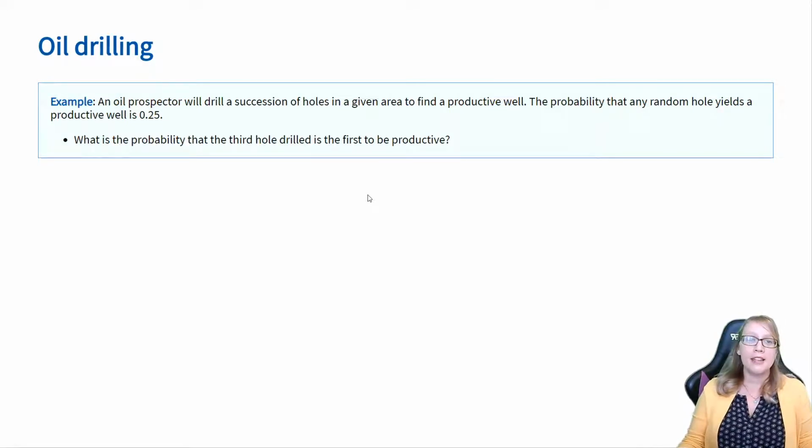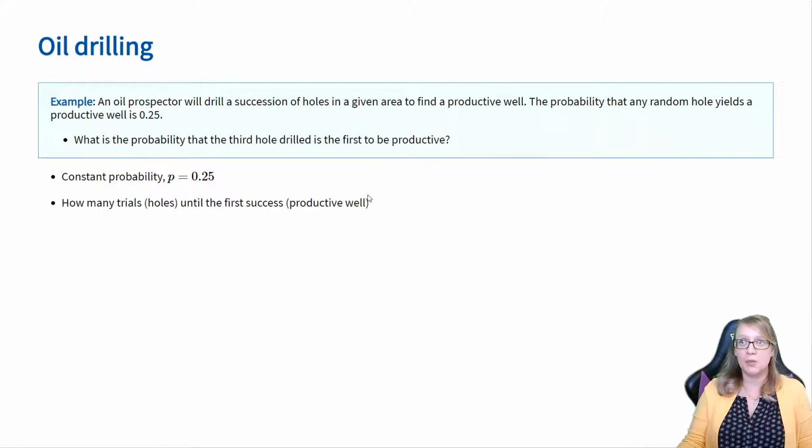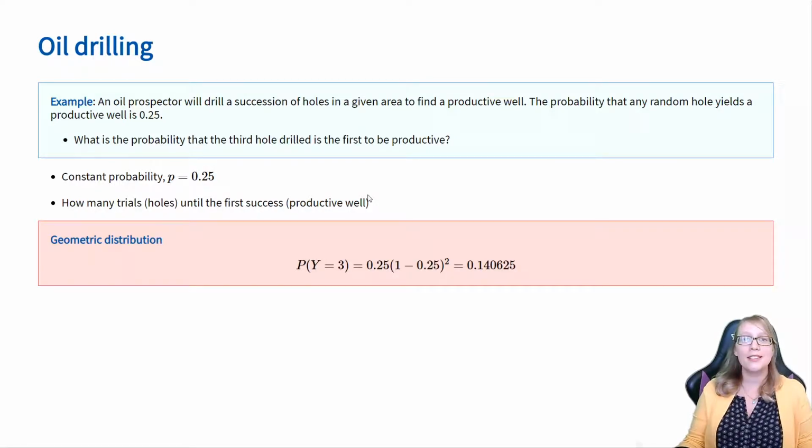So we're looking at a situation where we want to know how many trials it's going to take until we're successful at a certain event. We have a constant probability of success, p equals 0.25. Our question here is how many trials or holes do we need to drill until we have a productive well or a success? That makes this situation a geometric distribution. So the geometric distribution probability that y is equal to 3: the third hole is the success, the 2 previous are failures, so we get about a 14% chance.